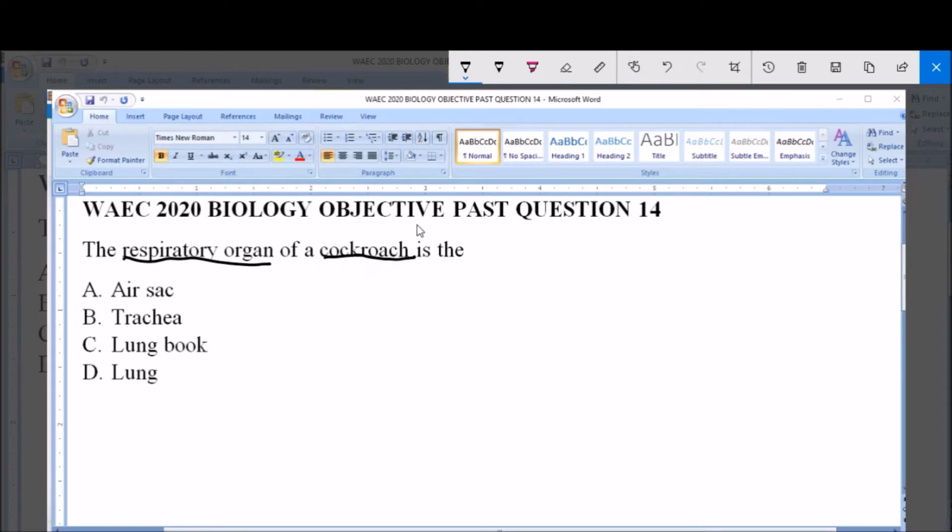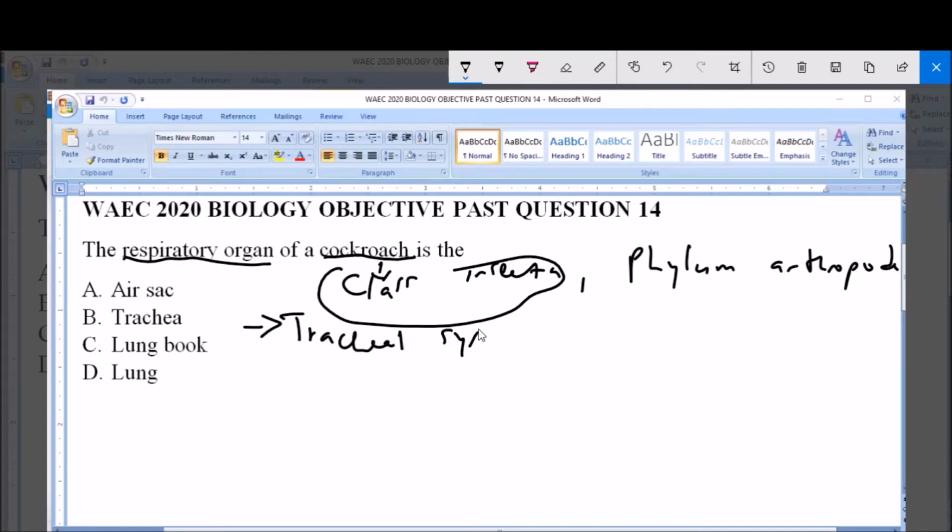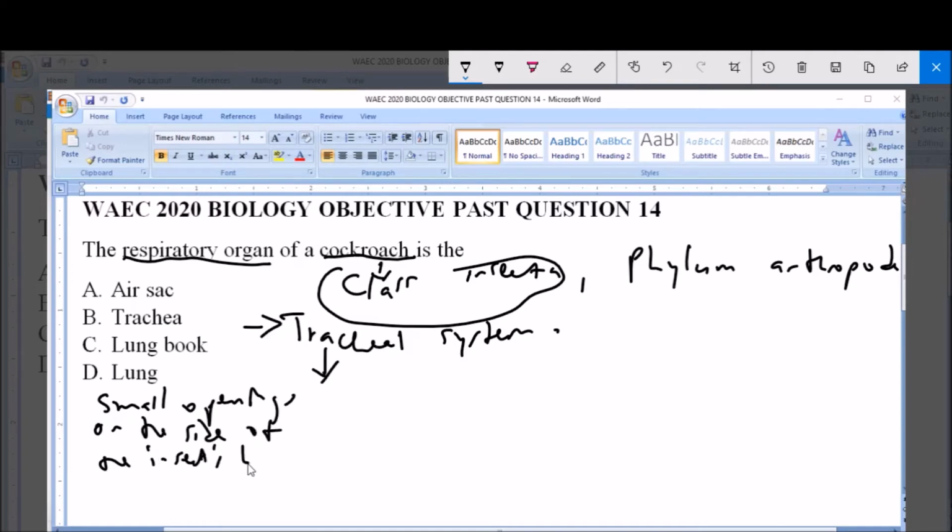organ of a cockroach. Now, a cockroach belongs to the class Insecta under the phylum Arthropoda, and within this class Insecta, their respiration takes place through a system known as the tracheal system. In the tracheal system, what happens is that it begins with small openings on the side of the body of the insect, and these small openings are known as spiracles.